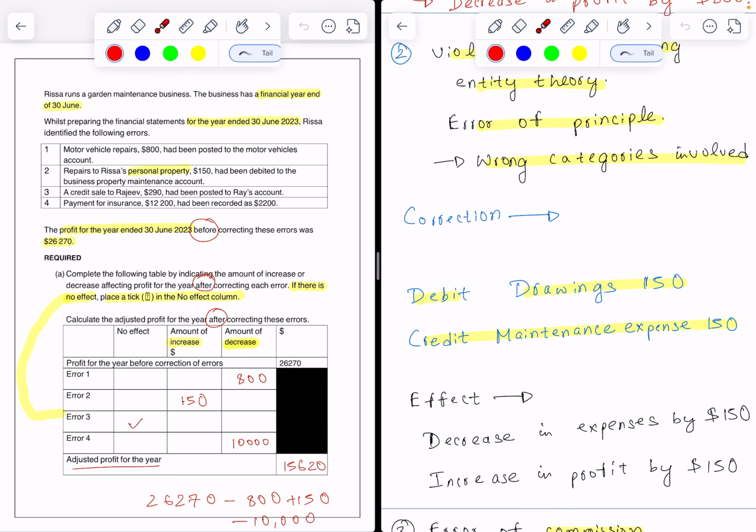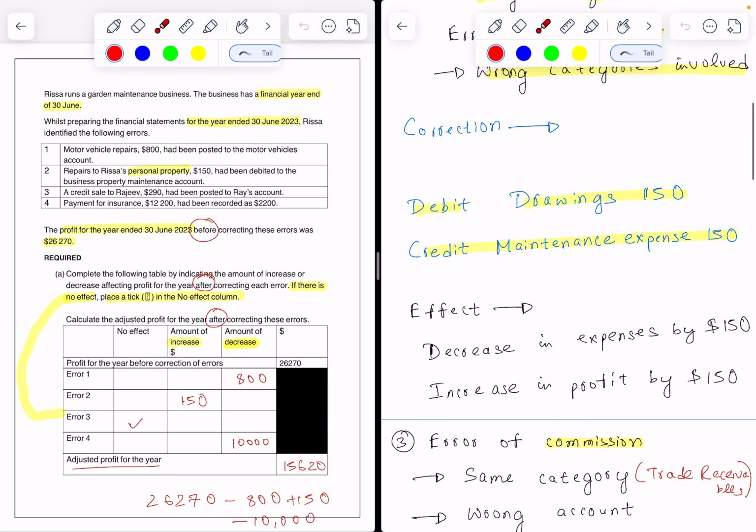So what's the effect of this correction? So you see we are crediting maintenance expense by $150, which means that expenses are going down by $150, okay? When expenses decrease by $150, profit should go up by $150 because profit and expenses have an inverse relationship, all right? Now, how do we fill this within the table? So we understand after the correction was done for error 2, profit should go up by $150. Therefore, we are recording $150 in the column for amount of increase.